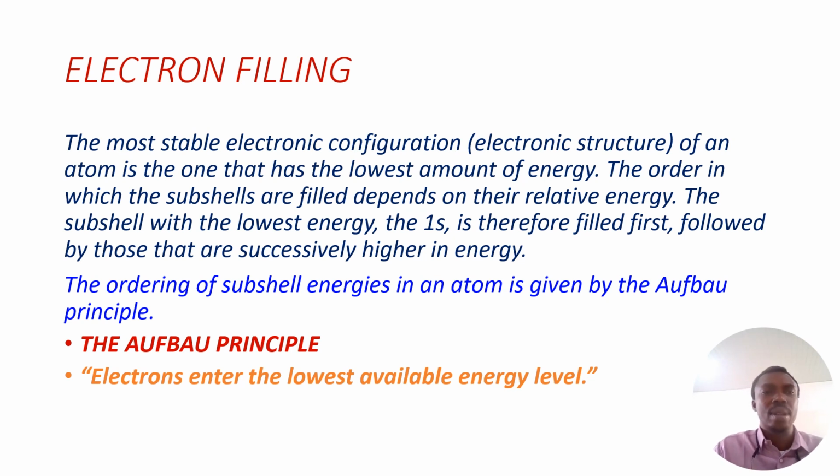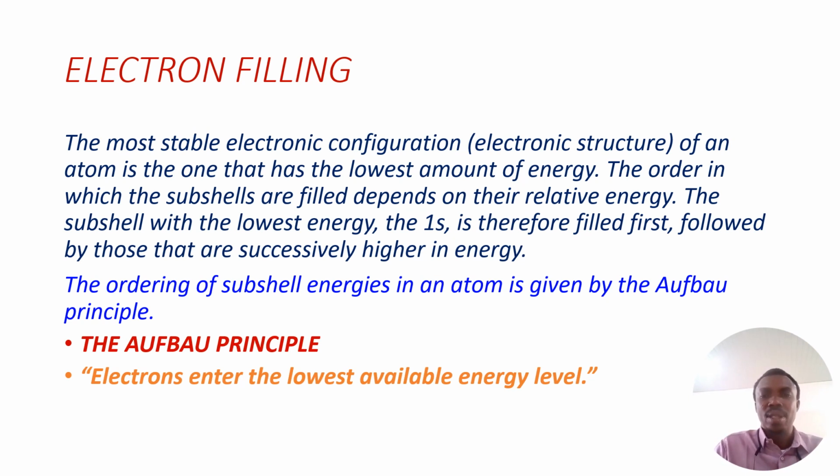So we say the most stable electronic configuration of an atom is the one that has the lowest amount of energy. That is, the shell with the lowest amount of energy has the most stable electronic configuration. So the order in which the subshells are filled depends on their relative energy.